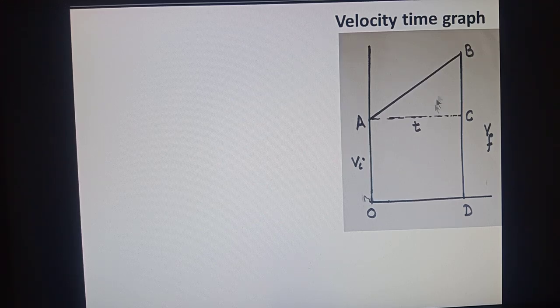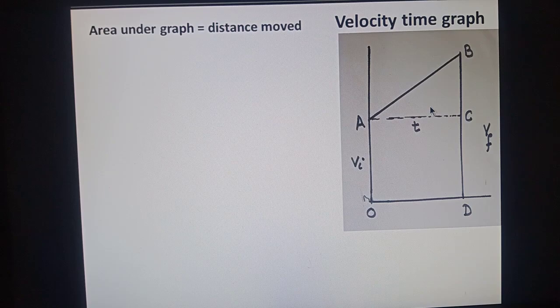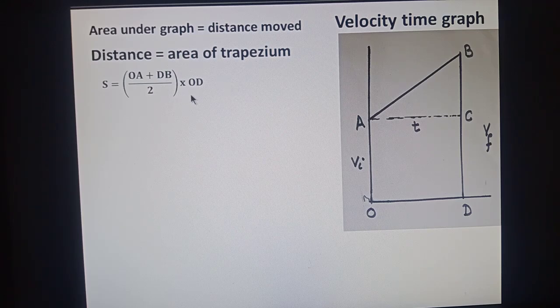Now look at this diagram. It is the shape of a trapezium. So to find the distance moved by the body, we will calculate the area of this trapezium shaped diagram. So distance is equal to the area of this trapezium. Now we will apply the formula that is used to calculate the area of a trapezium.